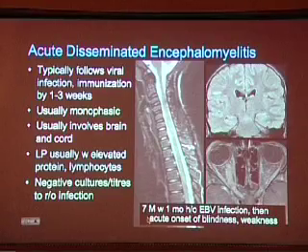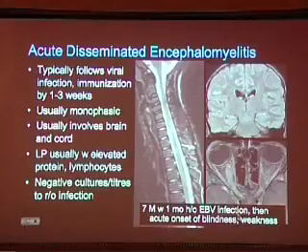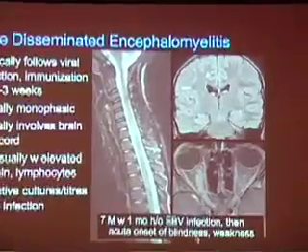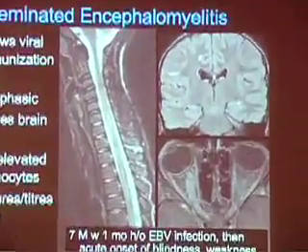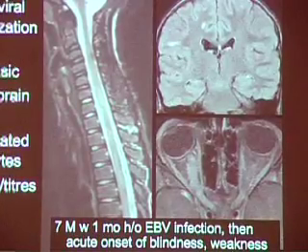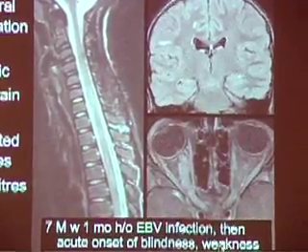Here's an example of a 7-year-old boy who a month ago was diagnosed with an EBV infection. And then as he was starting to recover from that, he acutely developed the onset of blindness and weakness, and he was brought to the hospital and he had MR scanning of his orbits, his brain, and his spinal cord.